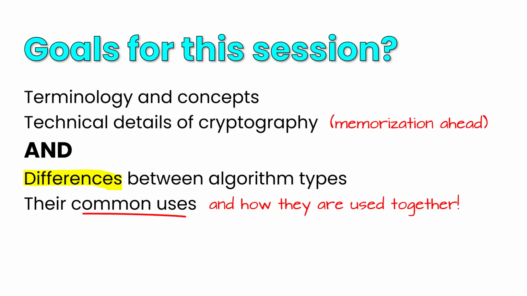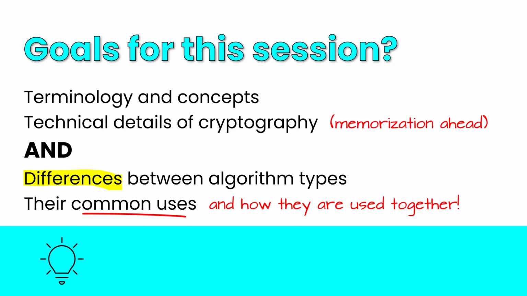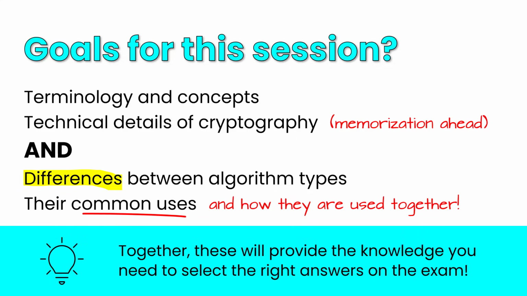And the bottom line is, when we put this knowledge together, it's going to give you the foundational knowledge you need to select the right answers on the exam. So when you see a question that mentions fast cryptography, you're going to know that's probably symmetric. When you see a question around key length and you see a hashing function as one of your answers, you're going to know that's not an answer because a hash doesn't need a key. It's a one-way operation. All this is going to become very clear in the next few minutes.